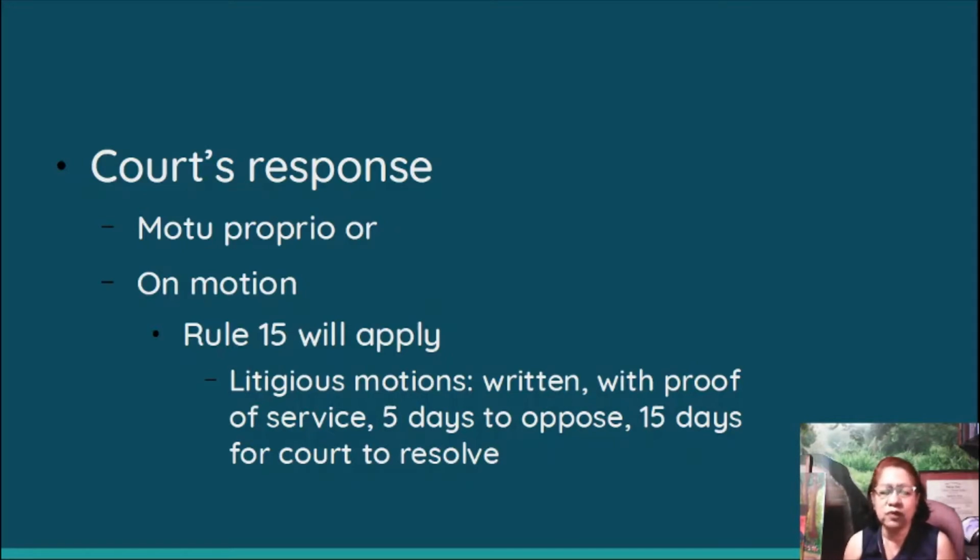What is Rule 15? Rule 15 is about motions. And a motion for judgment on the pleadings is what we call a litigious motion. In that case, there are certain requirements that the movant must comply with. He must submit the motion in writing, and then he must serve a copy upon the adverse party before filing it in court. The adverse party will have 5 days to file a written opposition, and the court will have to render a resolution within 15 days.